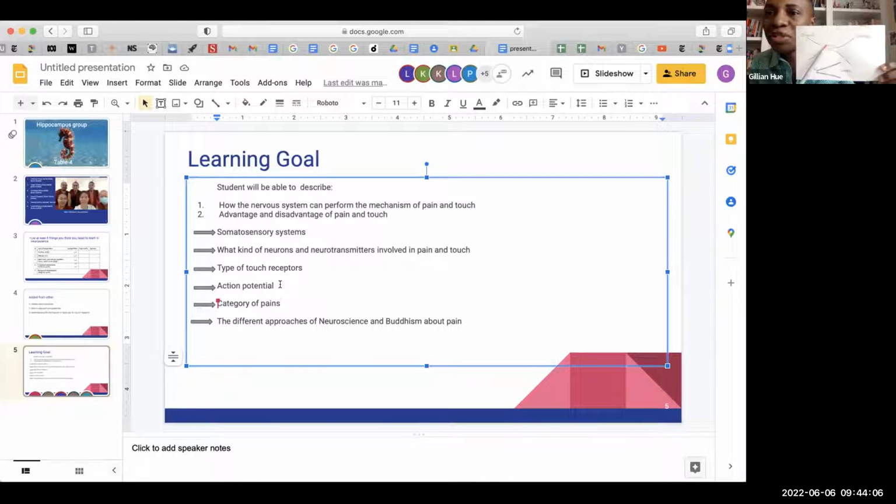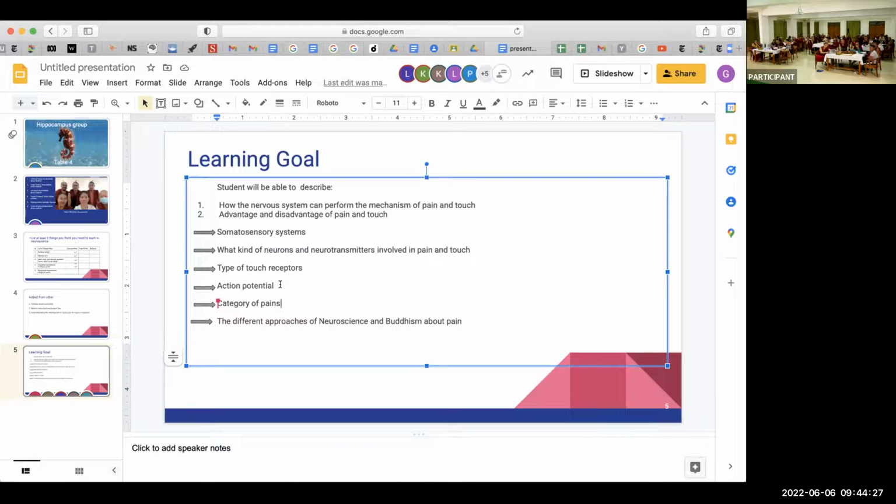The action potential is a very specific detail that's really in the fine print, but because it has the application to the general idea we're talking about, pain, which is a big concept, and then we go into the very detailed action potential, it allows you to connect it back to other general ideas.